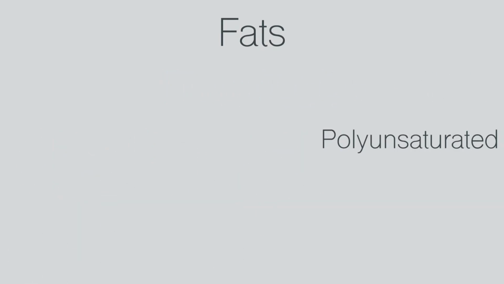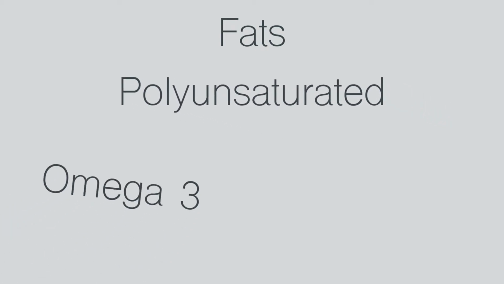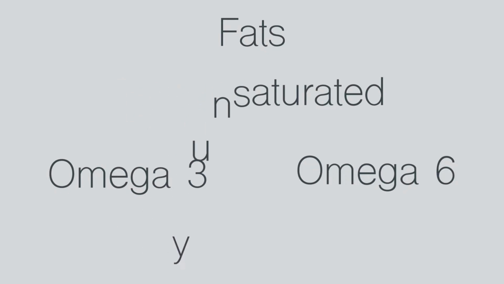There are a few subcategories of polyunsaturated fats, but the two most talked about are omega-3 and omega-6. These are considered essential fatty acids, just as we had essential amino acids for proteins, meaning we actually have to eat these fatty acids because we aren't able to manufacture them in the body.